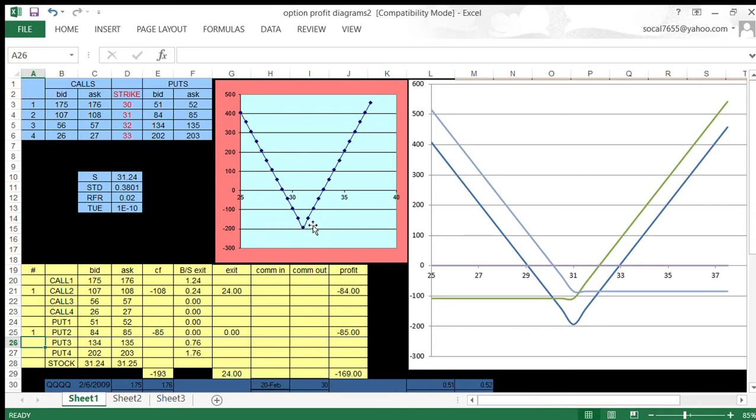But one thing you have to remember is when you go long both a call and a put, you're paying two premiums. So here you're paying 193 bucks. And that means relative to the strike price, which in this case is 31, the stock price has to move either up $1.93 a share or down $1.93 a share before you even break even. So you need a big move.